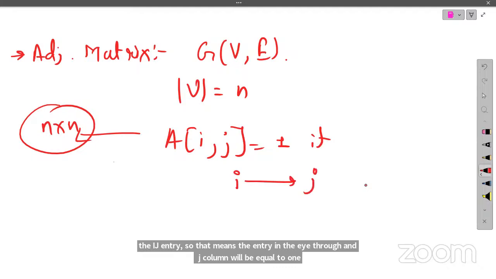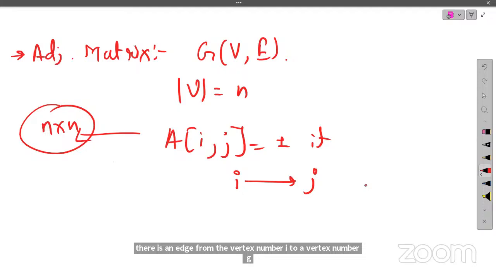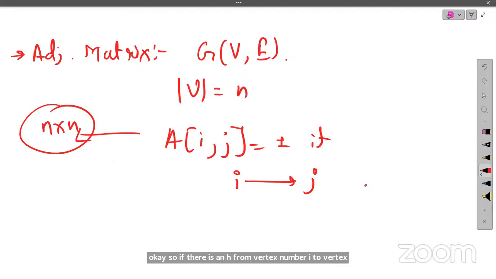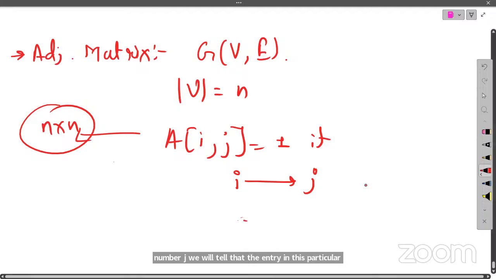Okay, so if there is an edge from vertex number i to vertex number j, we will say that the ijth entry in this n by n matrix will be equal to 1. Otherwise, it will be equal to 0.